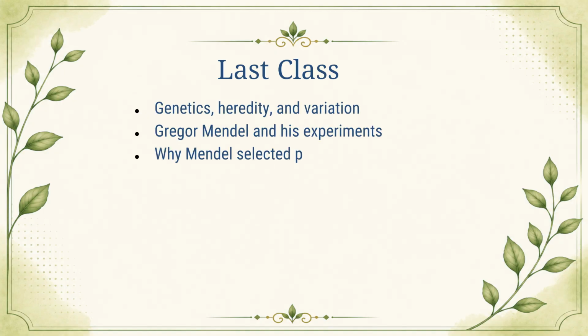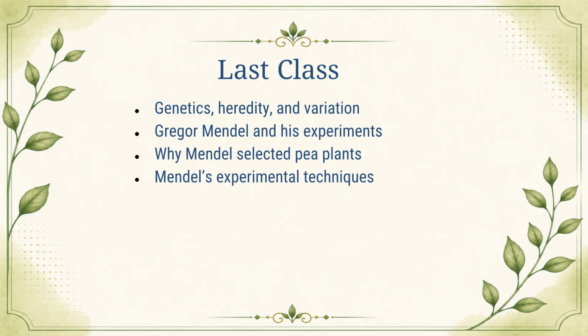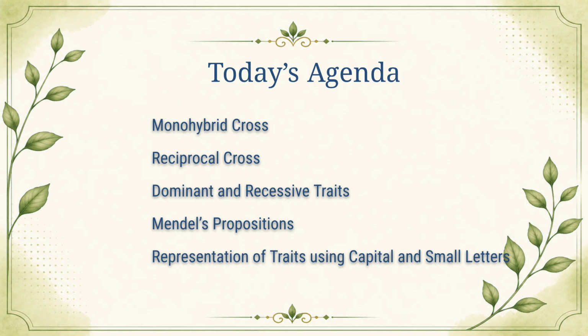In the previous lecture, we discussed genetics, heredity, and variation, Gregor Mendel and his experiments, why Mendel selected pea plants, and Mendel's experimental techniques. Today, we are going to study monohybrid cross in detail. We will understand monohybrid cross, reciprocal cross, dominant and recessive traits, Mendel's propositions, and representation of traits using capital and small letters. So let's begin our journey into the fascinating world of inheritance.